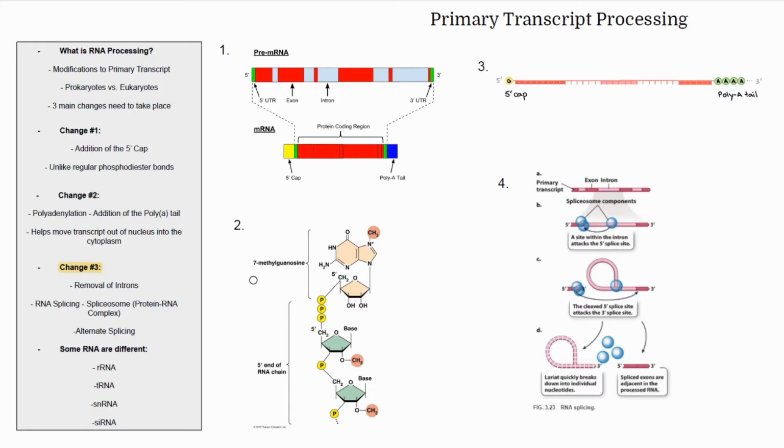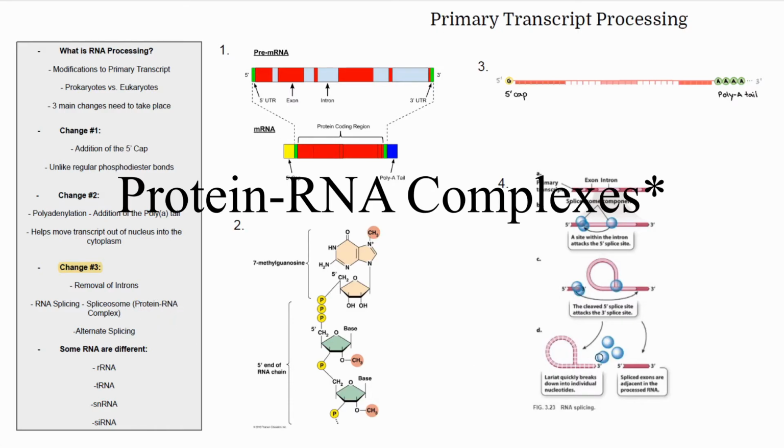The third and last modification that happens to primary transcript is the removal of introns. Introns are non-coding regions within the primary transcript that interrupt the coding regions, also known as the exons. So the exons are the coding regions within the primary transcript, and introns are the non-coding regions of the primary transcript that we must remove. The introns are removed through a process known as RNA splicing. This occurs through the action of a spliceosome, which is a bunch of RNA complexes bound together.